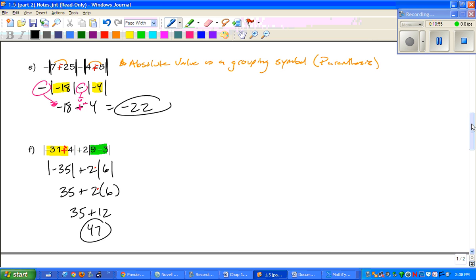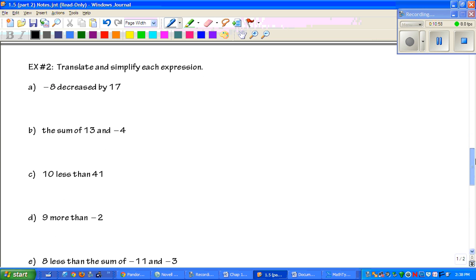All right, let's look at a couple more. Now, this is saying to translate and simplify each expression. So let's go ahead and get started. We have negative 8 decreased by 17. Decreased is a word for subtraction. So that is saying negative 8 minus 17. So now that we know what it means, add the opposite. They are the same signs. We add the numbers, keep the signs.